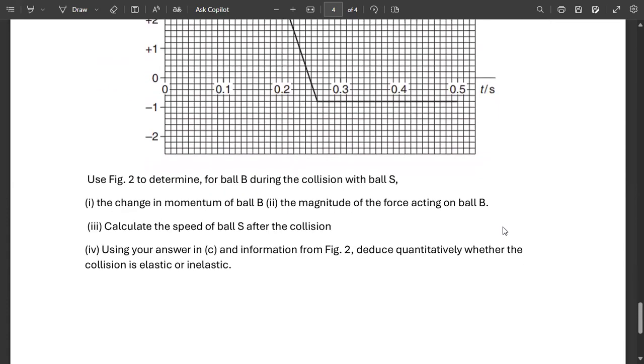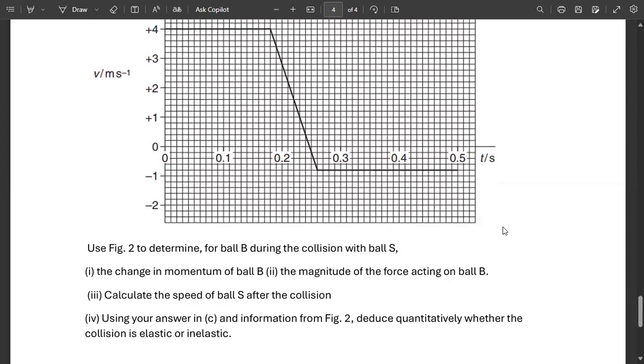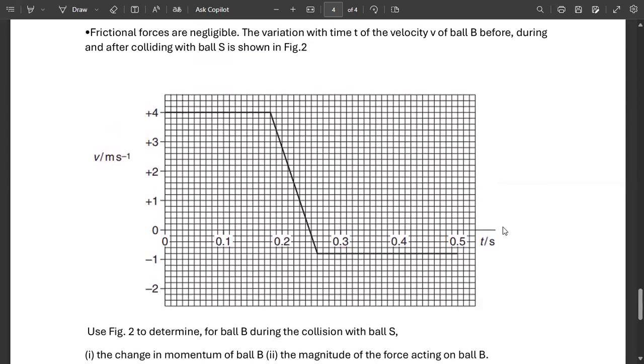So use figure 2 to determine for ball B during collision with ball S: 1. The change in momentum of ball B. 2. The magnitude of the force acting on ball B. 3. Calculate the speed of ball S after collision. And 4. Using your answer in C and the information from figure 2, deduce quantitatively whether the collision is elastic or inelastic. So what information are we supposed to get from here?